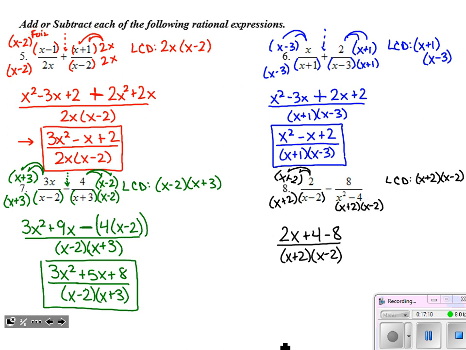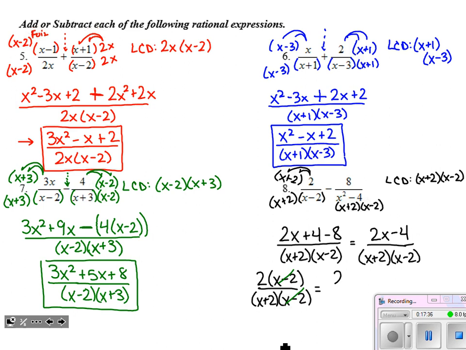We combine our like terms. That becomes 2x minus 4 all over that common denominator. Ooh, and we can take a GCF out of the numerator. We can simplify this. 2 times x minus 2 all over x plus 2, x minus 2. And we get that cancellation that we were hoping to see actually happen. Final answer is 2 over x plus 2.